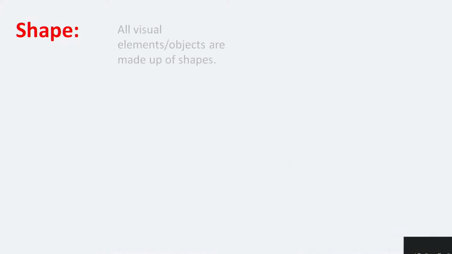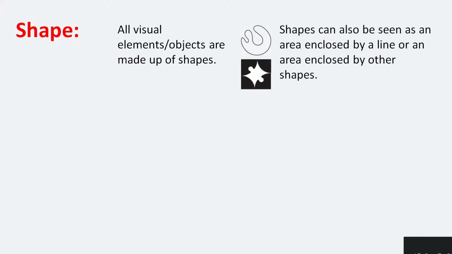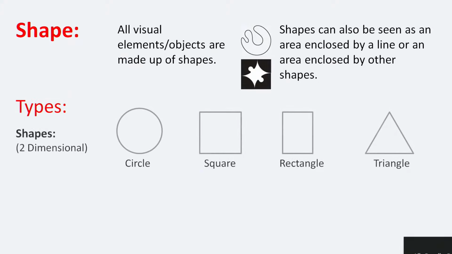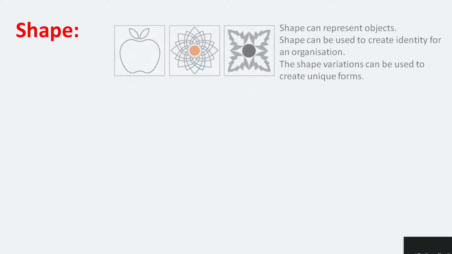We give this for all the subjects. And shape, go on to shapes. There are different types of shapes again. These are the simple shapes, two-dimensional as well as three-dimensional. And you can do many things with the shapes again, right? Shapes can represent objects or logos and things like that.